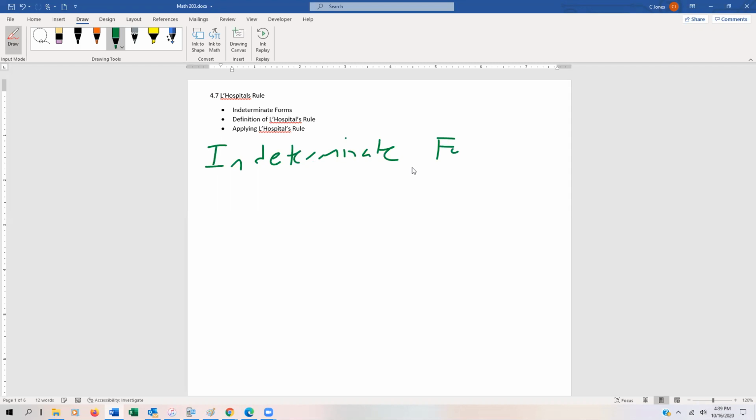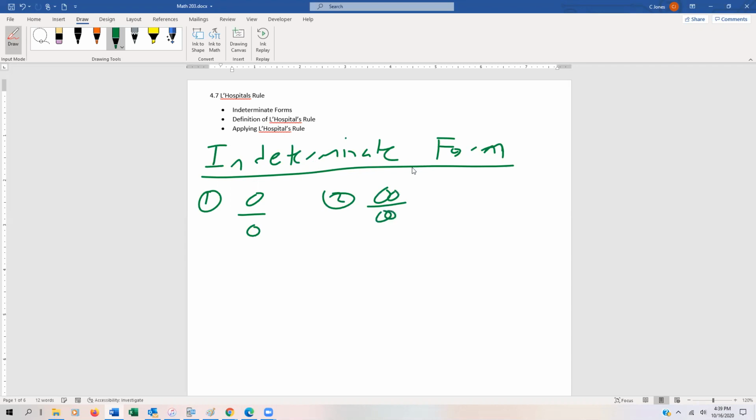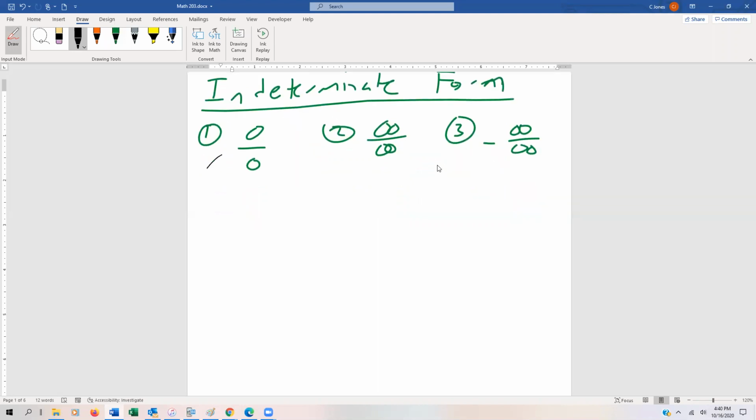And an indeterminate form is any time that you evaluate an expression and you get one of the three following basic types of indeterminate forms. So you either get 0 over 0, you get infinity over infinity, and then finally, the opposite of infinity over infinity. If you get one of those three forms, that means that you can apply L'Hopital's rule.